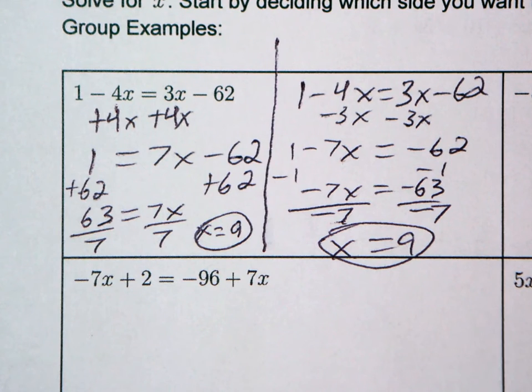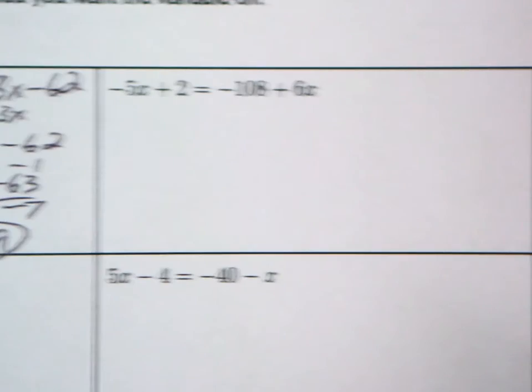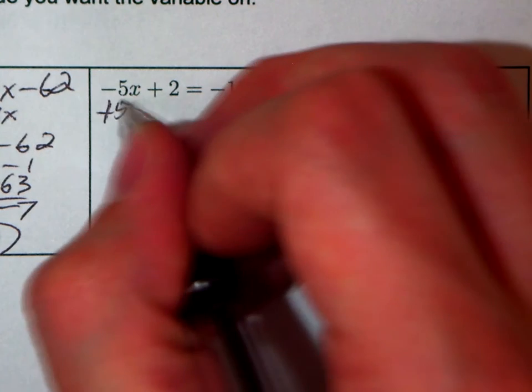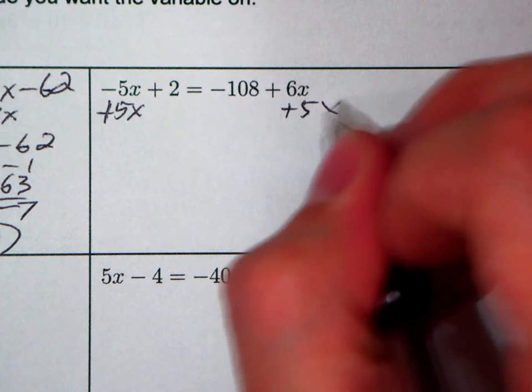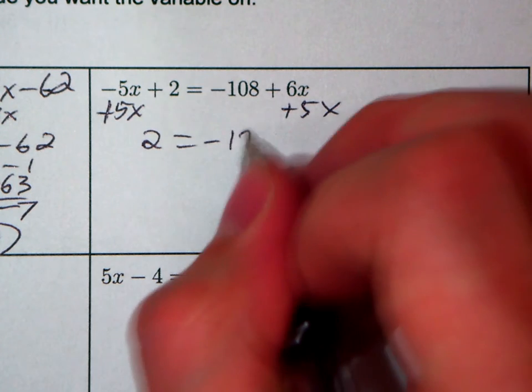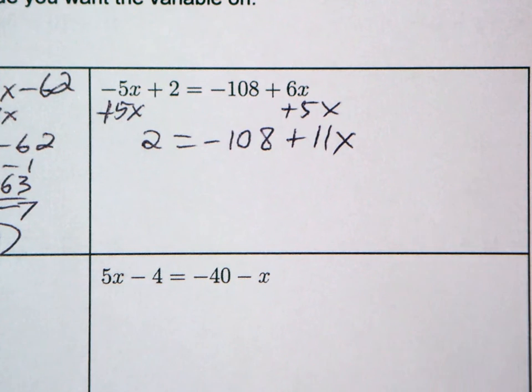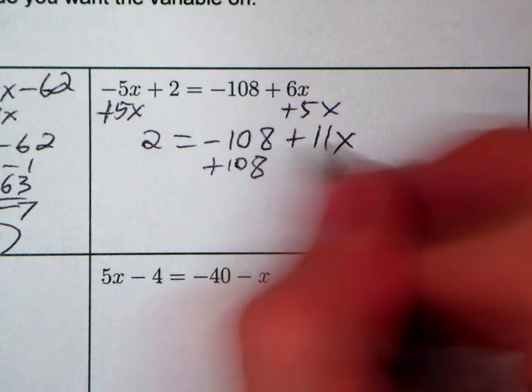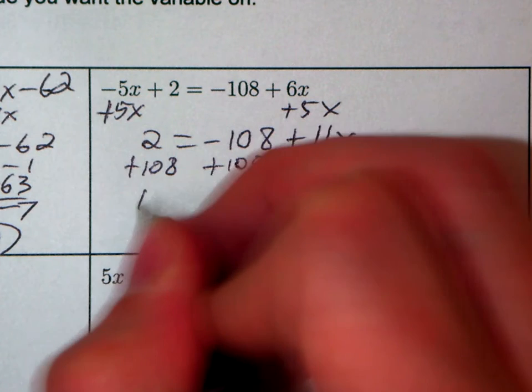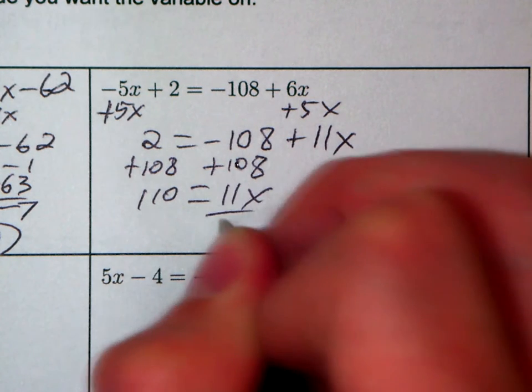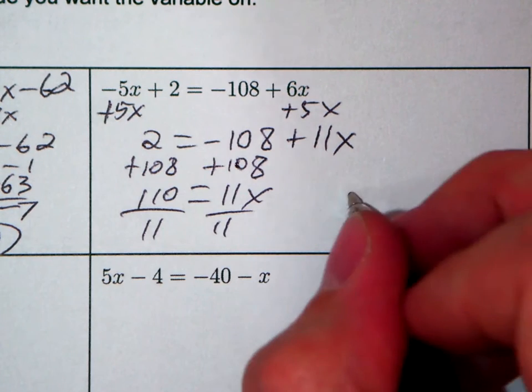Let's look at some more examples. Here on the right, if I choose to add 5x to both sides, then I end up with 2 is equal to negative 108 plus 11x. My x coefficient came out positive. Then if I add 108 to both sides, I have 110 is equal to 11x. If I divide both sides by 11, x is equal to 10.